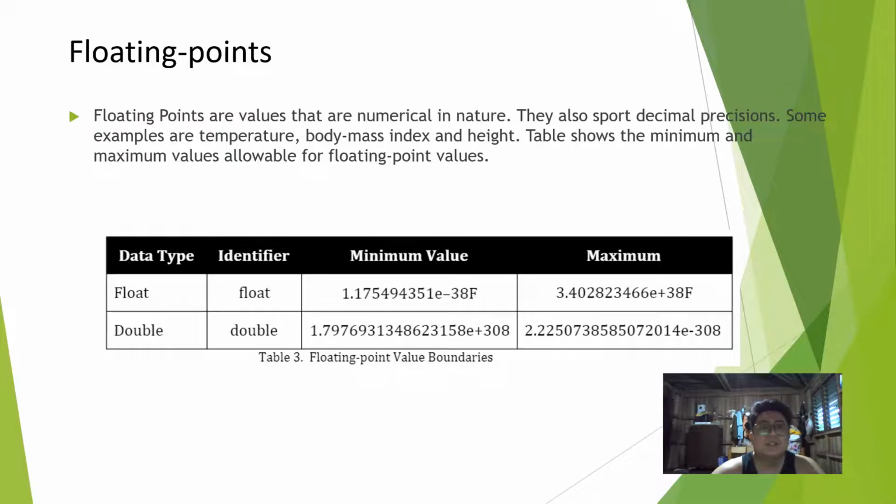The next is floating points. Floating points are values that are numerical in nature. They also support decimal precisions. Some examples are temperature, body mass index, and height. The table below shows the minimum and maximum values allowable for floating point values. And here is the table, you can see the maximum and minimum allowable for the floating point values.